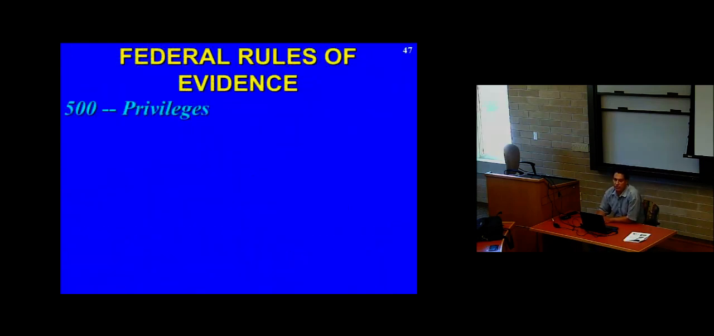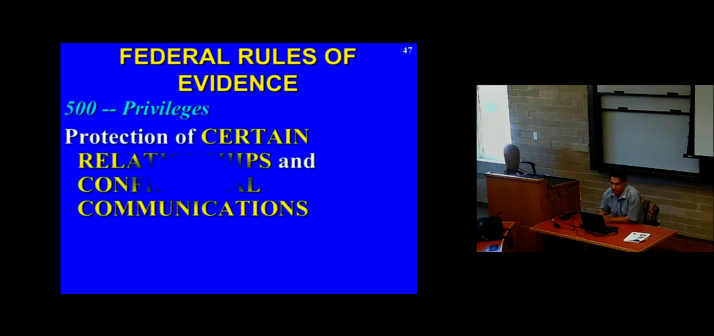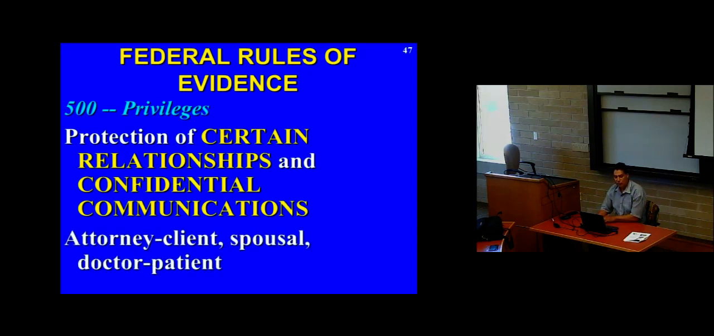Okay, now moving to Rule 500 and privileges. This is the protection of certain relationships and confidential communications. The chief ones are attorney-client and the spousal and the marital communications privileges. Doctor-patient is one that is often used.